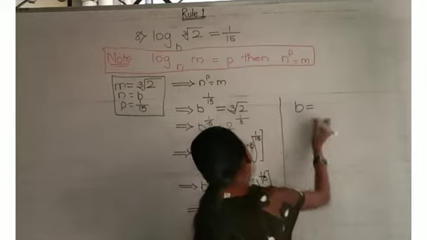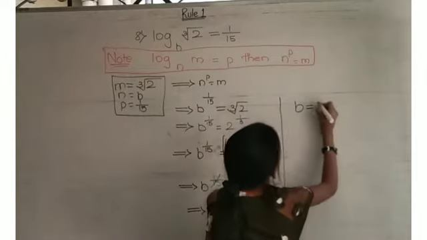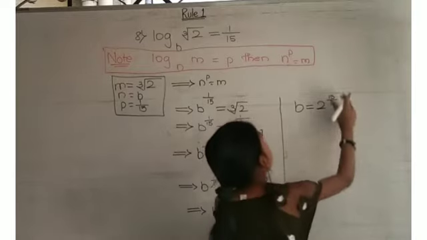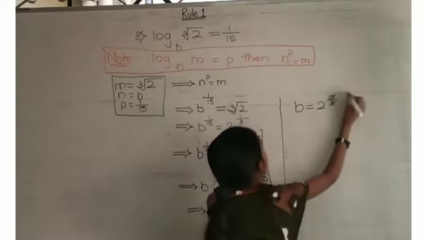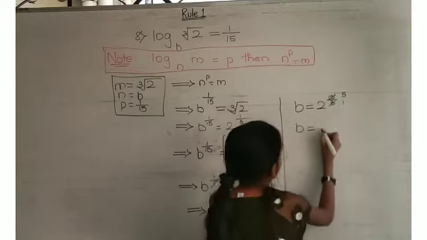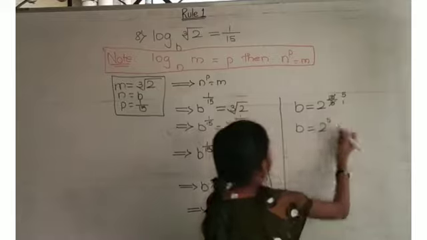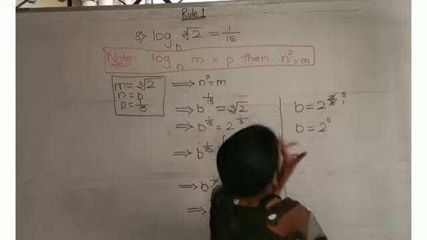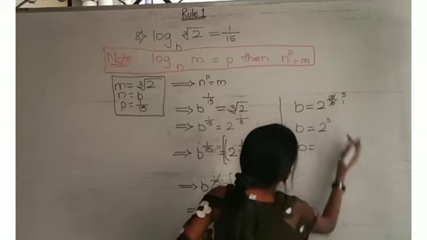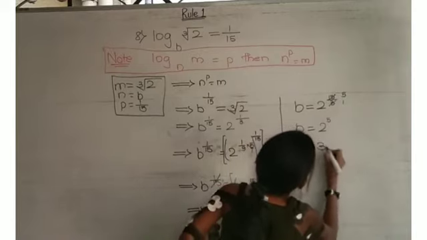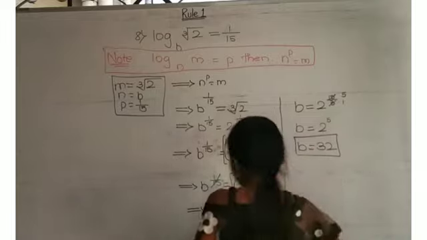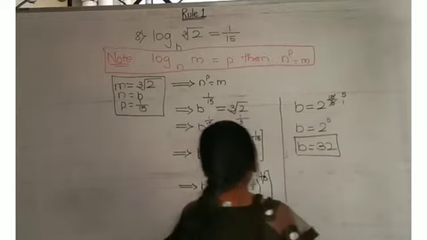We will just copy this. Now we can cancel this. So 1 and the 5. So b is equal to 2 raised to 5. When we do this, 2 raised to 5 means 32. So the final answer is 32.